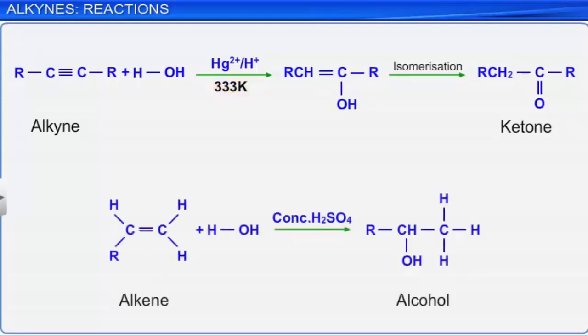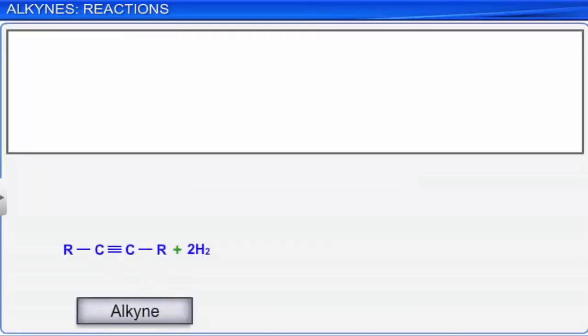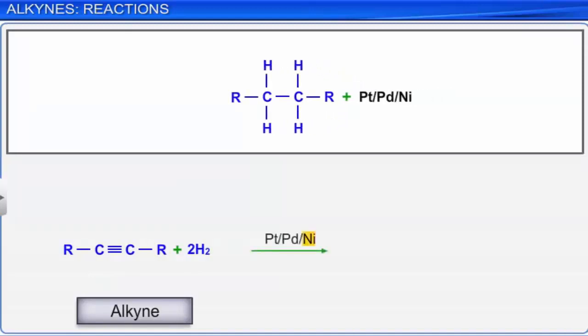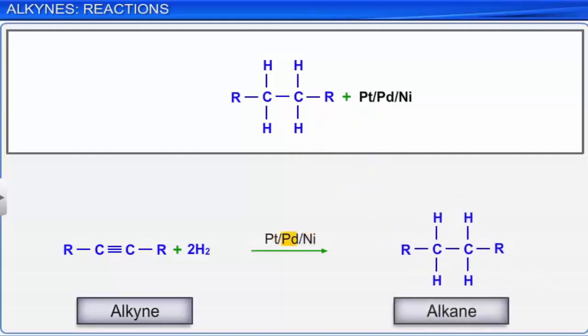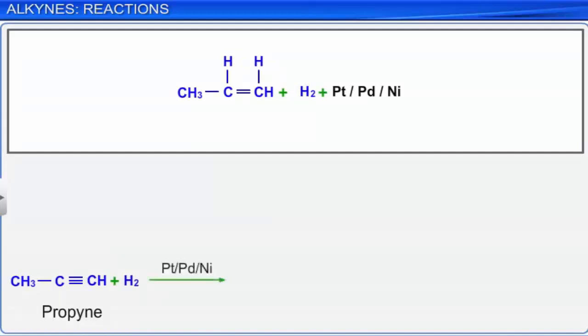Let's go through some addition reactions of alkynes. An alkyne reacts with two molecules of dihydrogen in the presence of suitable catalysts like finely divided nickel, platinum or palladium to form the corresponding alkane. For example, propyne reacts with two molecules of dihydrogen in the presence of finely divided nickel as catalyst to form propane.